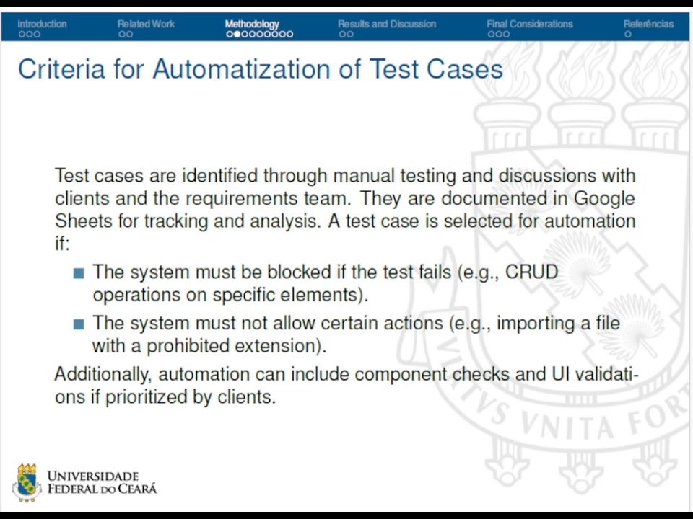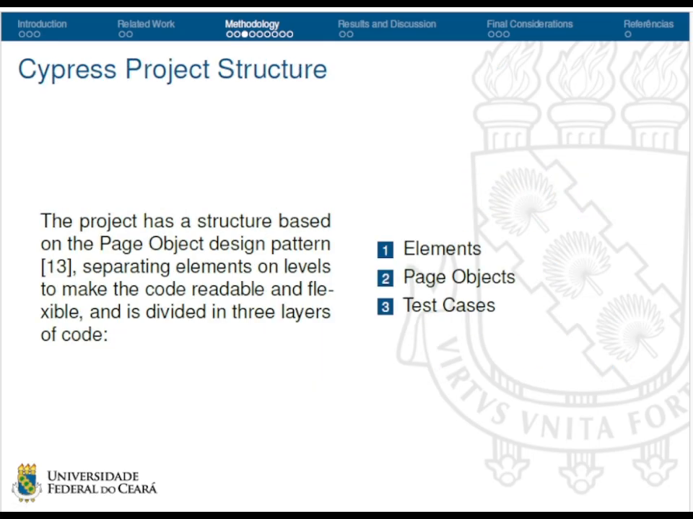Test cases are identified through manual testing and discussions with the client and the requirements team. They are documented in Google Sheets for tracking and analysis. A test case is selected for automation if the system must be blocked if the test fails, or the system must not allow certain actions. Additionally, automation can include component checks and UI validation if this is prioritized by the clients.